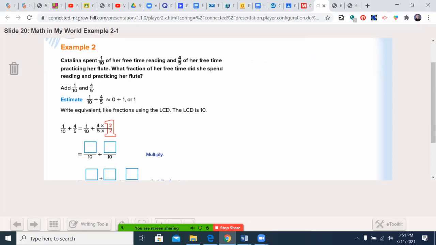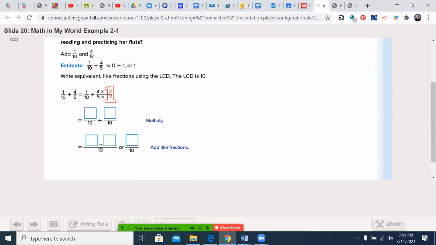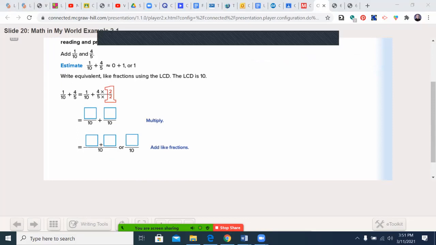Example: Catalina spent 1/10 of her free time reading and 4/5 of her free time practicing her flute. What fraction of her free time did she spend reading and practicing her flute? You could estimate 0 plus 1 equals about 1. Although in all honesty, that's something you might just pop out in your head, and you probably won't do a lot on actual assignments. Next thing I notice is that 5 goes into 10.